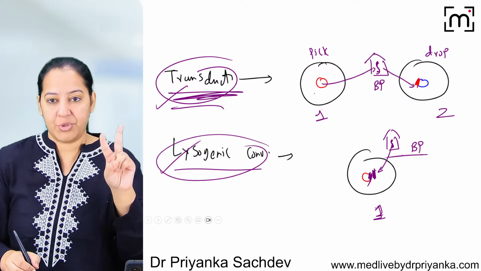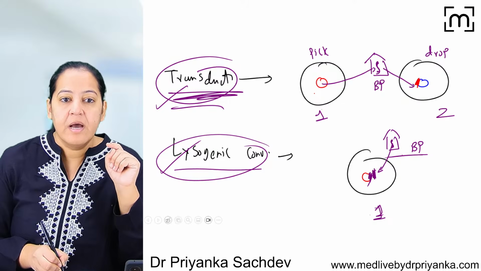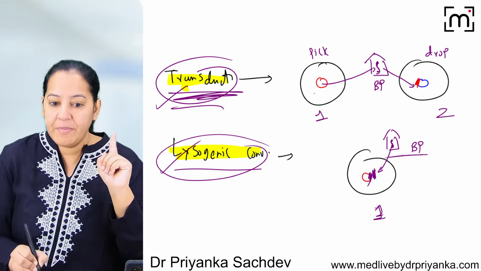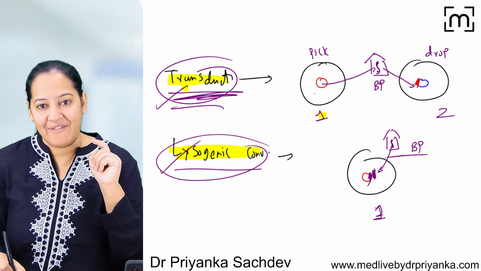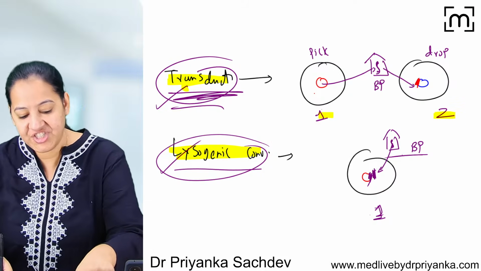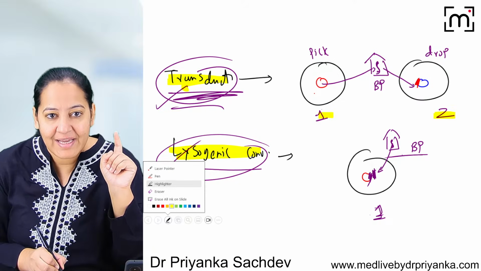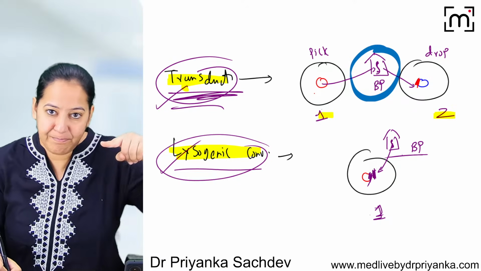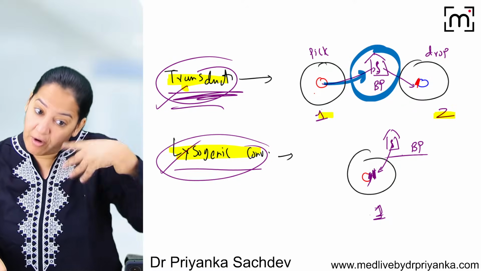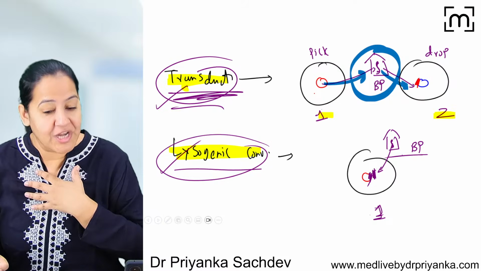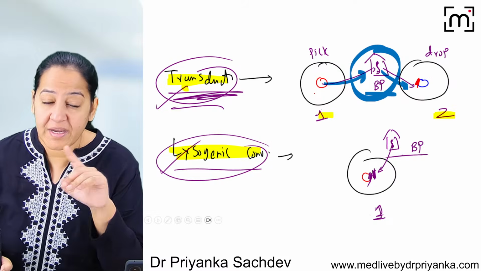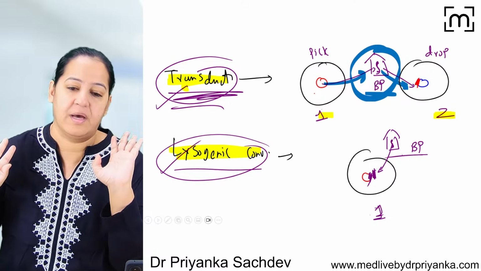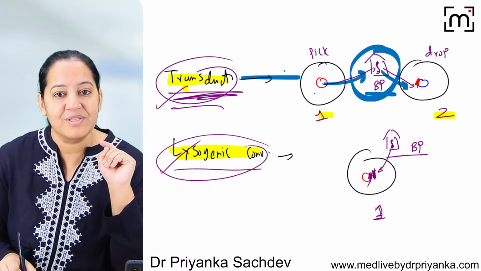So I taught you 3 methods. How many of you got the difference between transduction and lysogenic conversion? In transduction, we have 2 bacteria. The bacteriophage is acting as an agency doing pick and drop service. It is picking the DNA from one and transmitting whatever it has taken to another. The bacteriophage is not contributing its own DNA. It is just taking a parcel from here and delivering the parcel to the other bacteria. That's it. So this method is known as transduction.